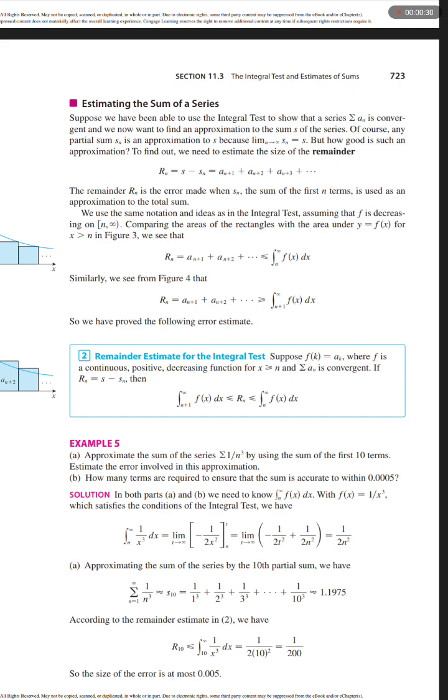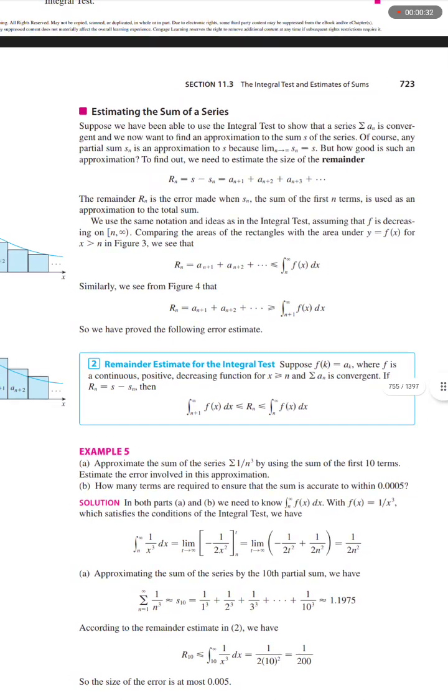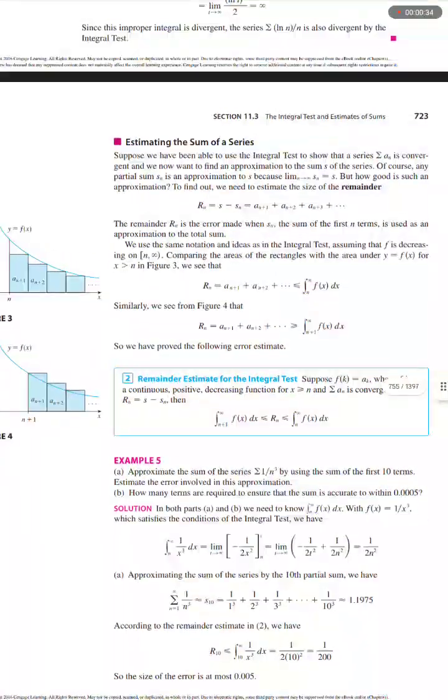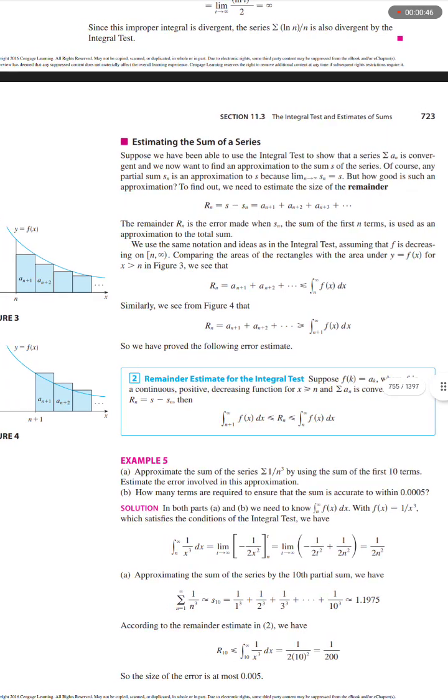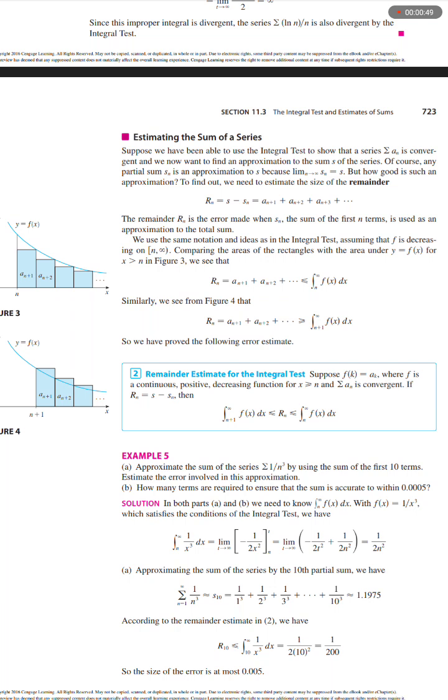To find out, we need to estimate the size of the remainder. Big R sub n equals s minus s sub n equals a sub n plus 1 plus a sub n plus 2 plus a sub n plus 3, and so forth. The remainder big R sub n is the error made when s sub n, the sum of the first n terms, is used as an approximation to the total sum.